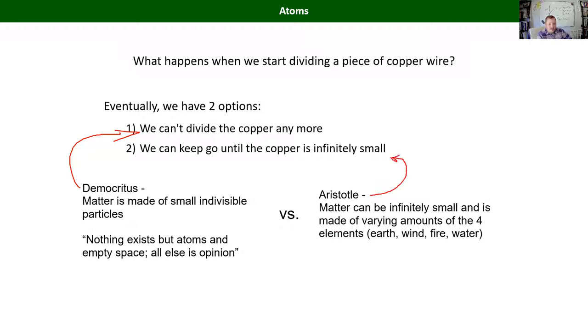And Aristotle was really good at math in other areas and really well known in philosophy and math in ancient Greece. And so Aristotle's view was actually the prevailing view up until about the 1600s, that matter can be infinitely small and is made by varying amounts of the four primal elements as they're known in Greece. This is why we use the term elements on the periodic table of the elements, because of this idea that everything that exists is made up just by mixing various pieces of the elements.